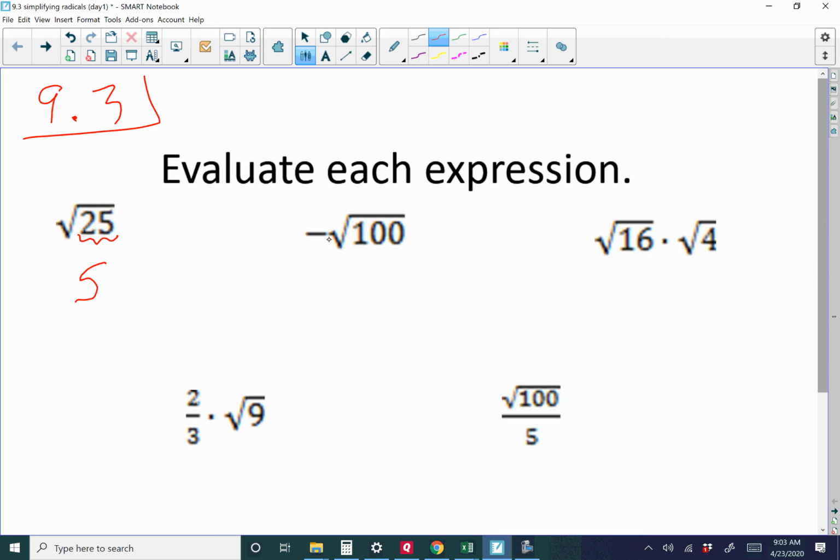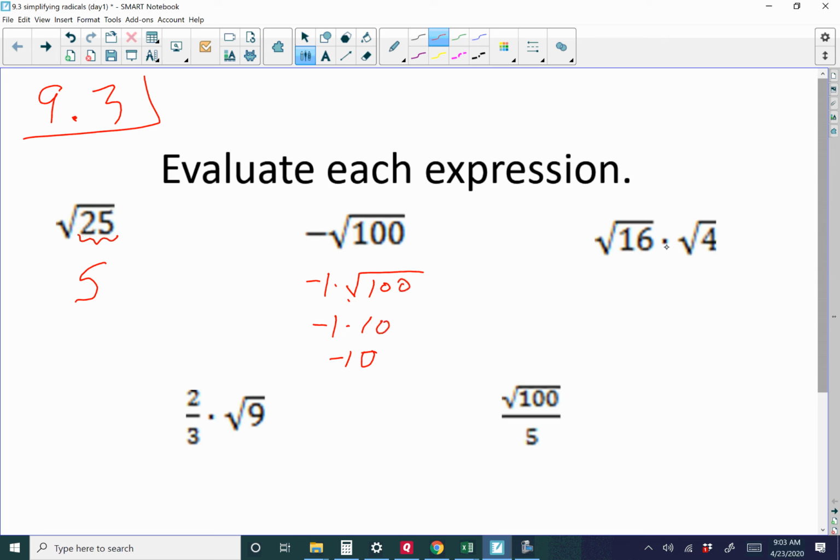Okay, so negative square root of 100. This is like saying -1 out front, right? This is like saying -1 times the square root of 100. And the square root of 100, what multiplied by itself gives 100? So we're just like saying -1 times 10. -1 times 10 is -10. So when that negative is out front, you just include it with the answer.